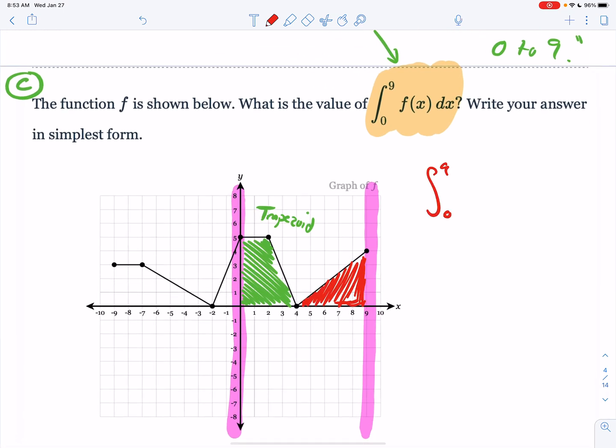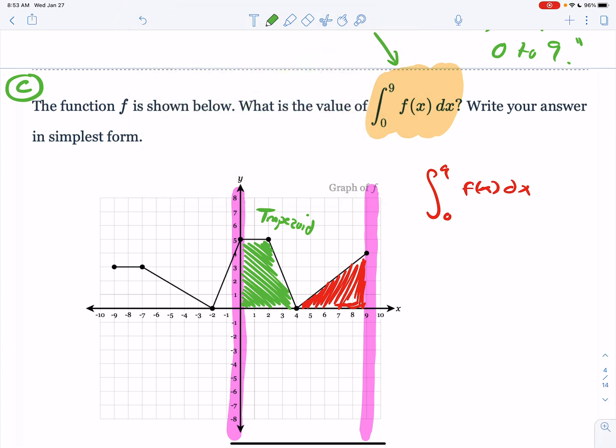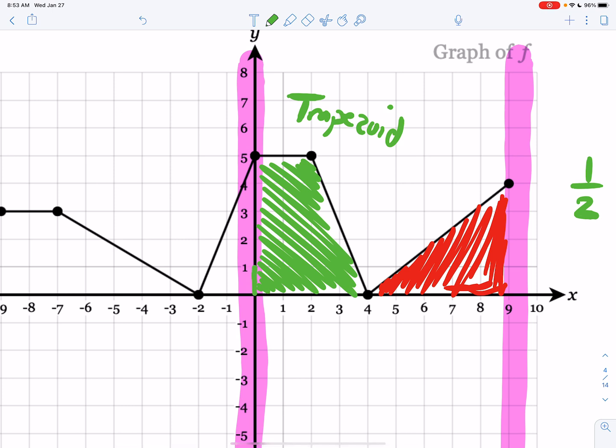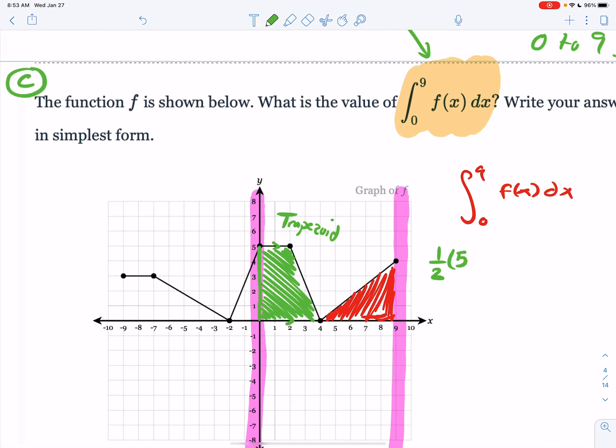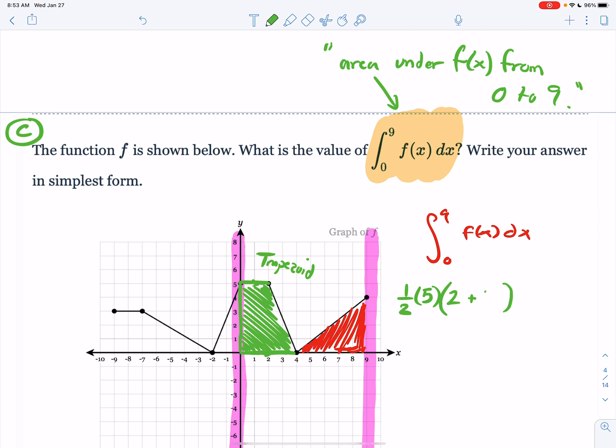The integral from 0 to 9 of f of x dx will equal the area of the trapezoid. Now, the area of the trapezoid, the formula is 1/2 the height. The height will be 5 units high, since the parallel sides are standing over here. So that's 1/2 times the height times the length of the two bases. The top base is just 2 units, and the bottom base is 4 units. So that's 2 plus 4. And that would be the area of the trapezoid.